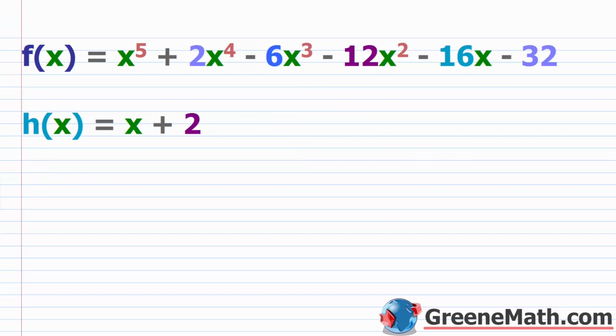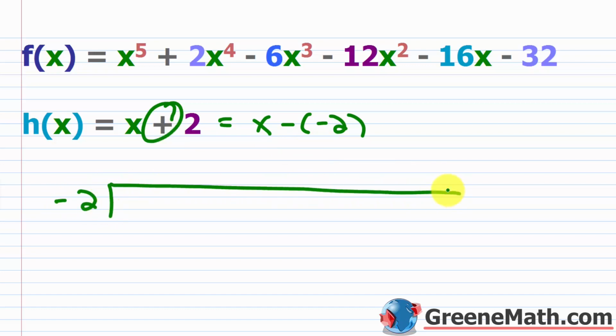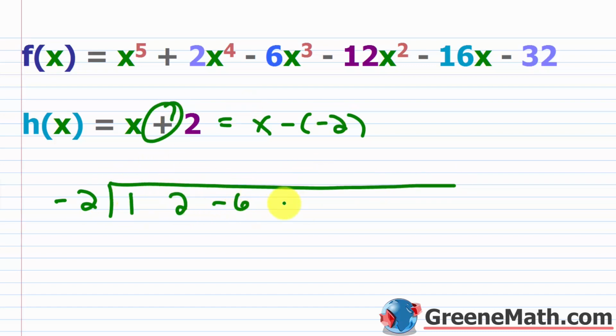Okay, let's look at the same f of x, but we're going to change our divisor. We're going to call it h of x now, and now it's x plus 2. So same thing. In this case, it's plus, so change it to x minus a negative 2. Very important you do that. Again, it's a common mistake. I can't say that enough. So you want to take your negative 2, and again, just see if the remainder is 0. So we would have a 1, a 2, a negative 6, a negative 12, a negative 16, and a negative 32. Okay, so that's everything.